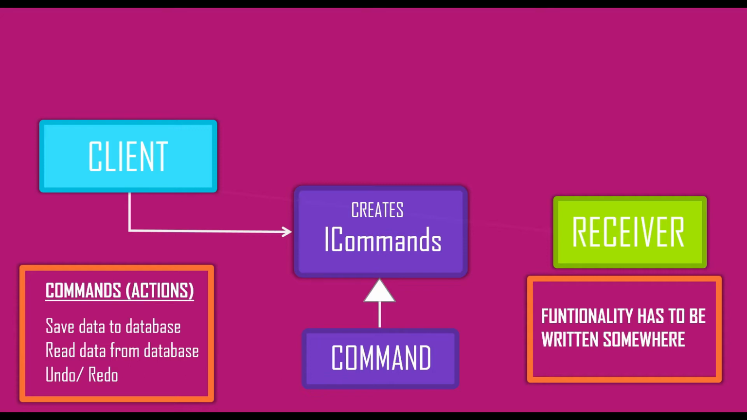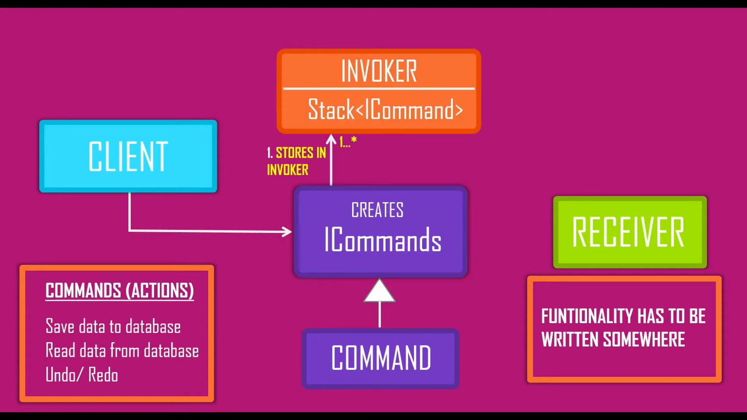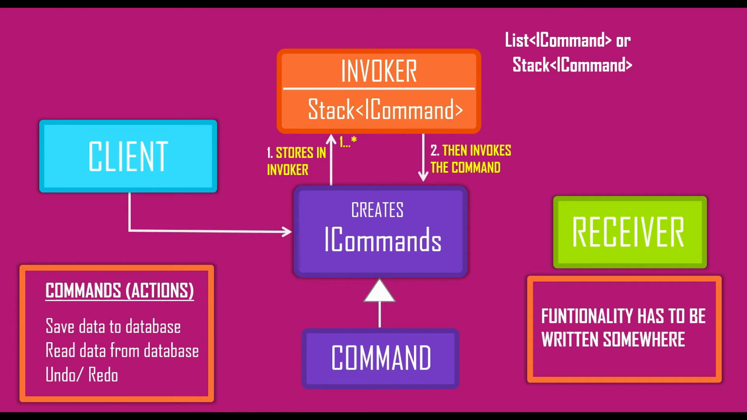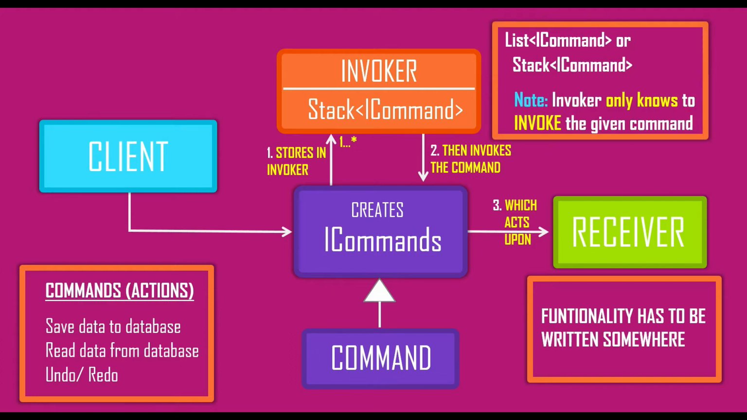So, what we do here, when the client creates the command, it is first stored in a class called invoker, maybe in a list or a stack. It means invoker will have one or many commands, and then invoker invokes the command, which ultimately calls the receiver, which has the actual functionality that the client wants to invoke. Now note that invoker just knows to execute the given command and nothing else. It is a black box with a method execute and a list of commands.